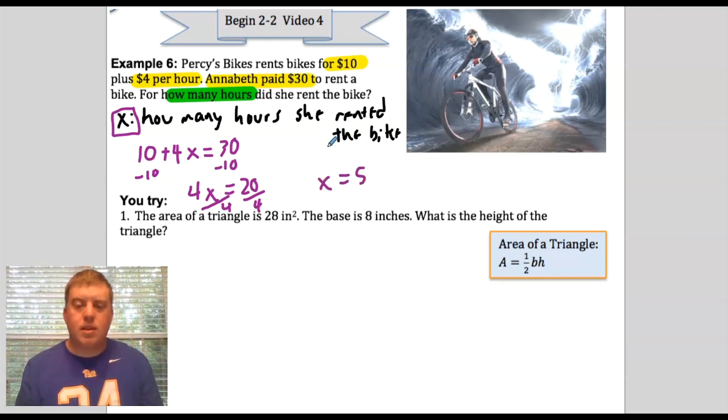And now I need to interpret what that 5 means since this is a word problem. Our x represented a number of hours that she rented the bike, so my final answer needs to include that in its label. So Annabeth rented the bike for a total of 5 hours, and that's how she had to pay the $30.